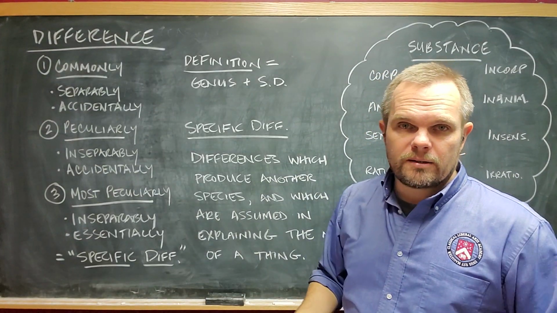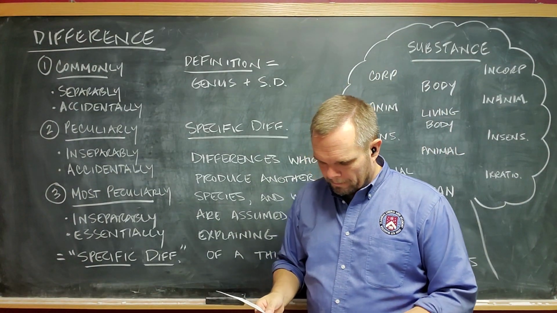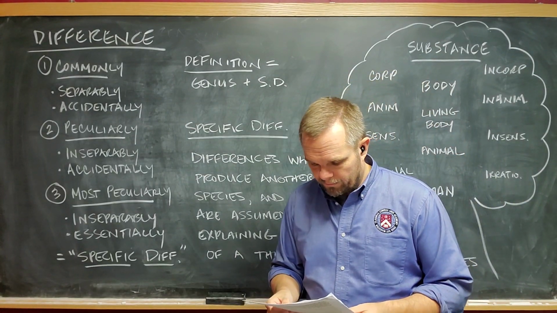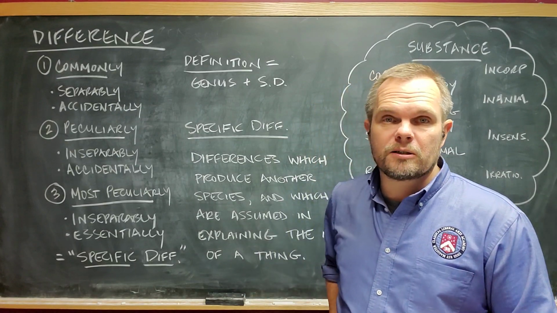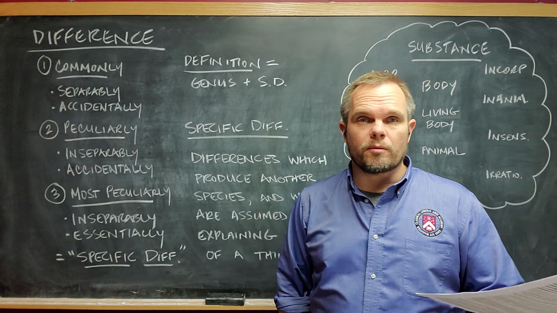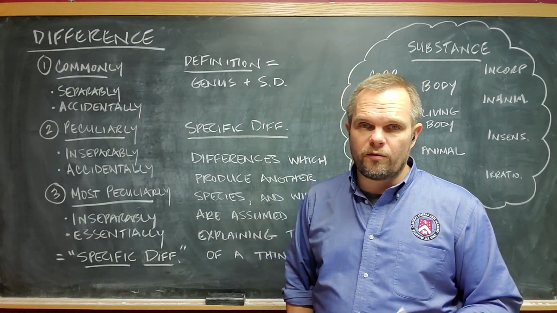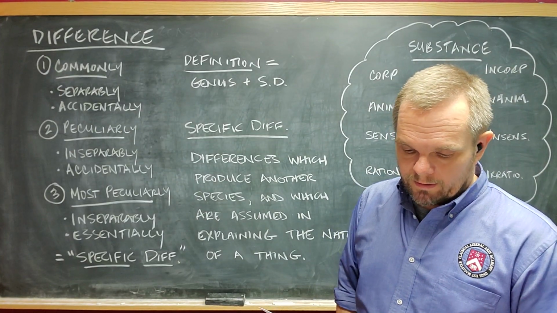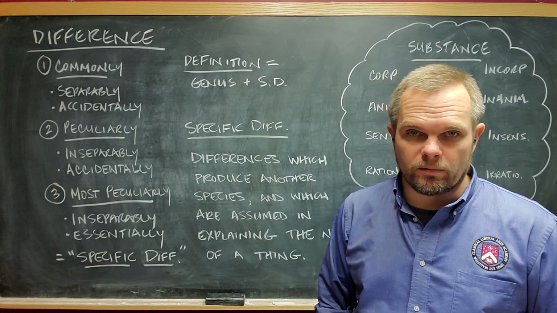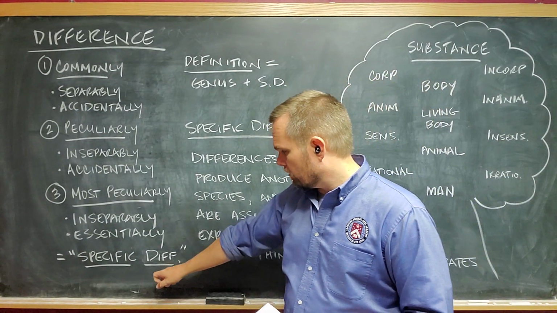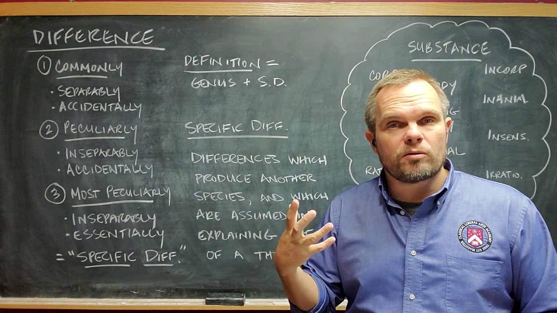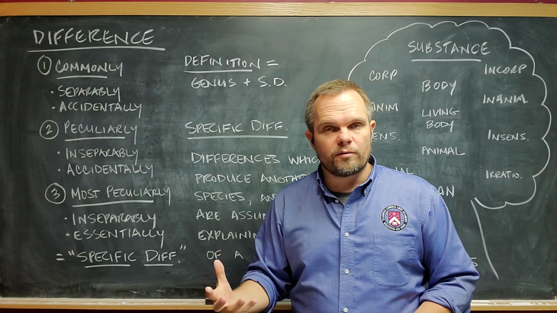And just to continue reading Porphyry's words here, he says, one thing is said to differ most peculiarly from another when it varies from it by a specific difference. Thus, man differs from a horse by a specific difference, namely that the man is rational and the horse is not rational. Rational and irrational are specific differences. They're the actual differences that create and identify the different species.